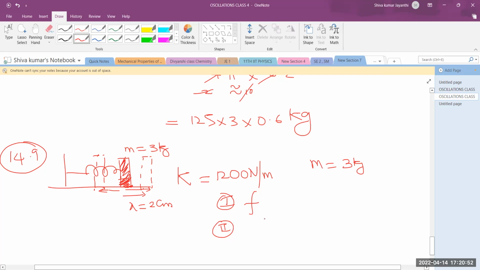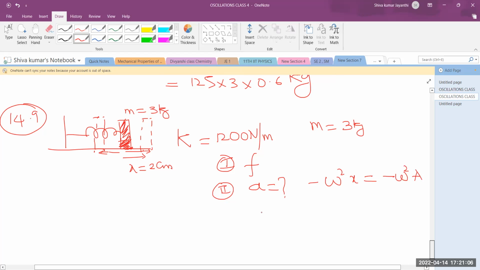Then the maximum acceleration of the mass. Maximum acceleration is minus omega square x. Maximum means what? Minus omega square into amplitude. That is called maximum acceleration. And also the maximum speed they are asking. One question is maximum speed V. What is maximum speed? Omega into A. This is called maximum speed. Okay, these they are asking to find. They give K, they give mass, they give extension. Understood the question?